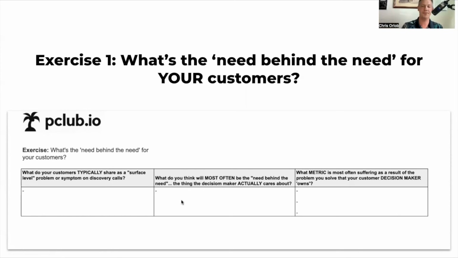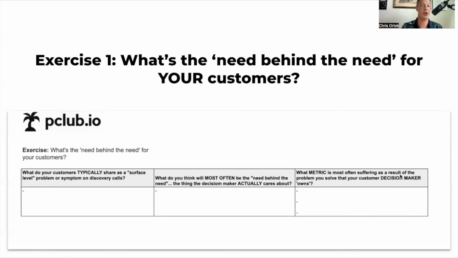The second thing to answer is, what do you think will most often be the need behind the need that the decision maker you're selling to actually cares about? I realize this is going to be different for a lot of customers, but I just want you to start thinking about this. In other words, what are you looking for? Is it attrition rates? Is it suffering close rates? Is it suffering pipeline generation, or any of the other examples I've given? And then the last one, if you haven't already answered it in the second, is: what metric is suffering as a result of that problem that the decision maker you typically sell to cares about?